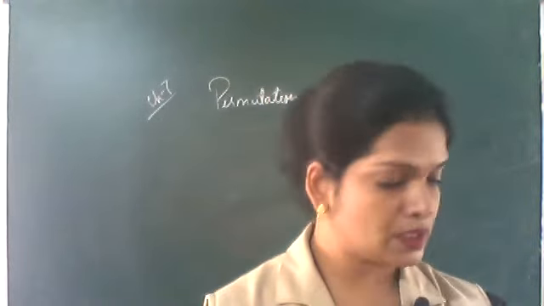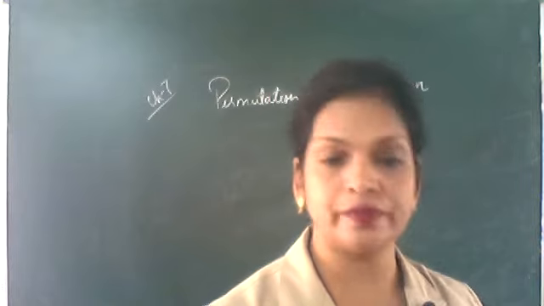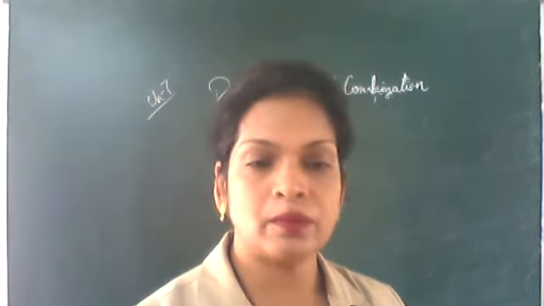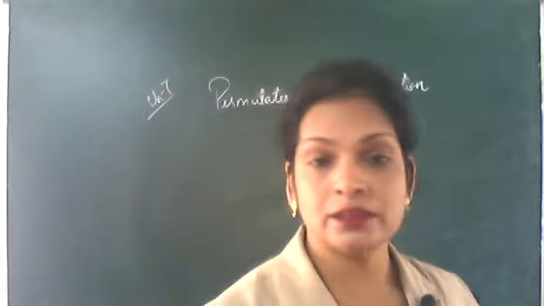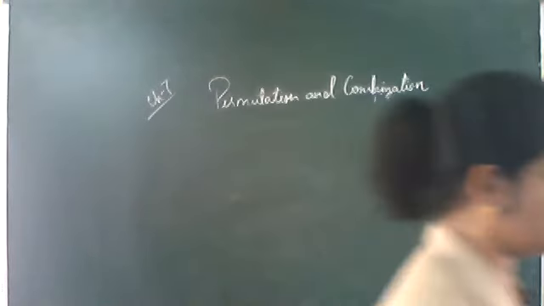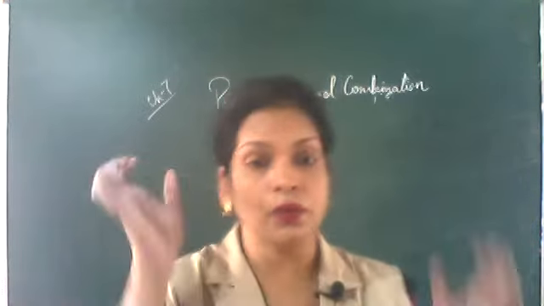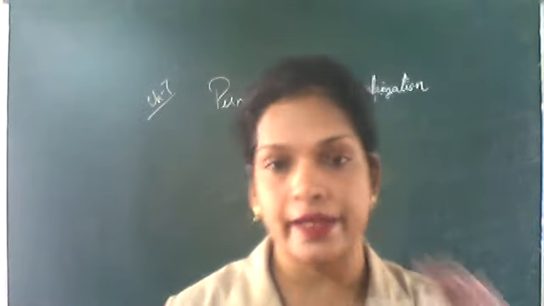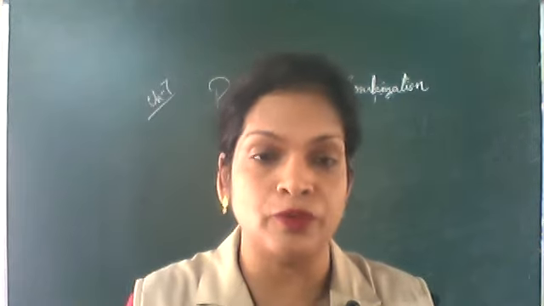Last class we were dealing with VSEPR theory, shapes according to VSEPR theory. Now we are moving to bonding: valence bond theory, VBT. How are the bonds formed between the atoms? Atoms use their orbitals to form bonds.